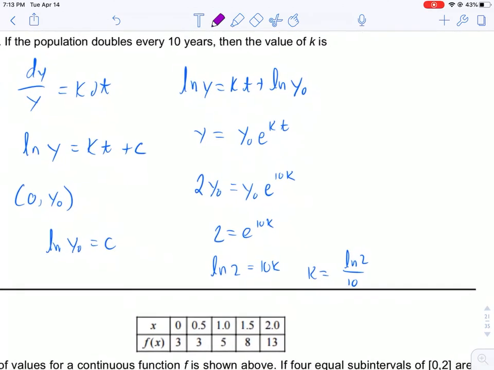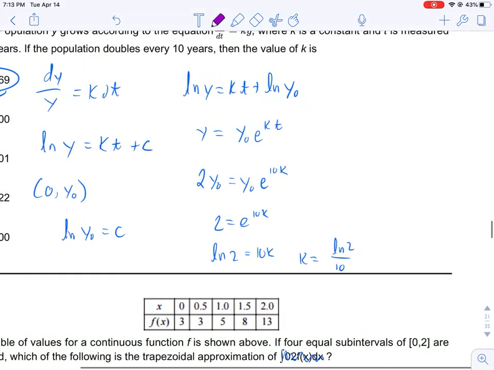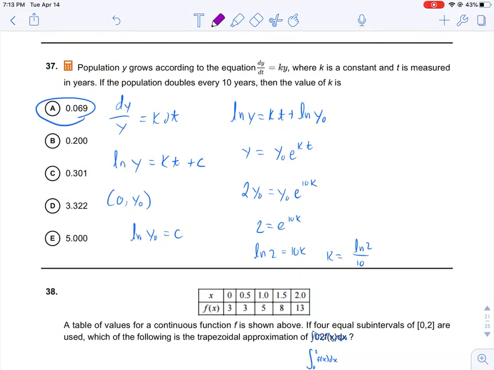And then if it doubles every 10 years, so notice where these numbers are now. If it doubles every 10 years, that means my final population will be twice my initial population, which is where that comes from. And then this equation just stayed the same, except I plugged in 10 for t. And so then you get the y sub 0's cancel here, and you just end up with this equation, which you can then solve for k. And when you write that as a log, you get k equals natural log of 2 over 10, which as a decimal is what the final answer is.